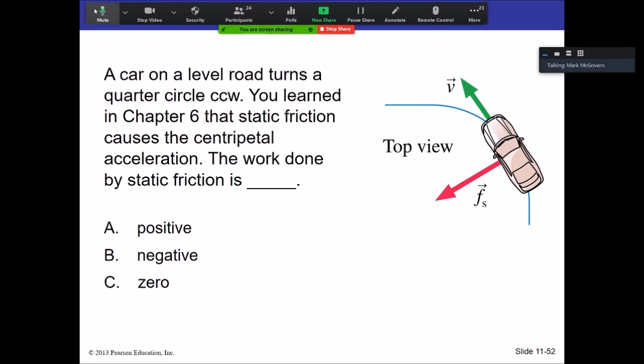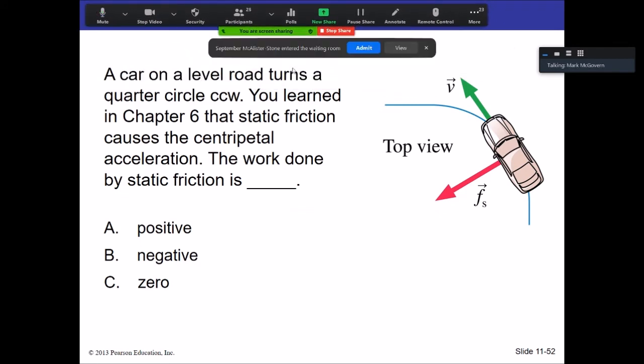Ooh, I like this one. I like this one so much. Now, ignore the fact that it mentions chapter 6. That was from a textbook I used a year or two ago. A car on a level road turns a quarter circle counterclockwise. You learned in chapter 6 that static friction causes the centripetal acceleration.